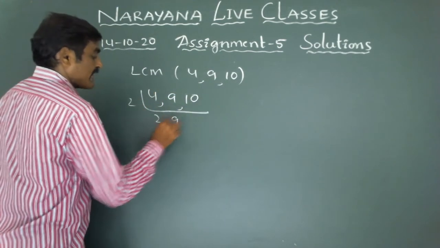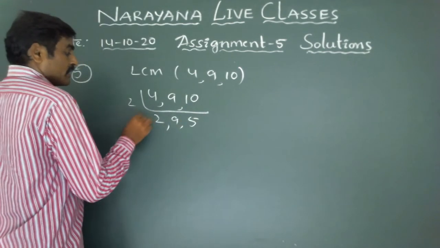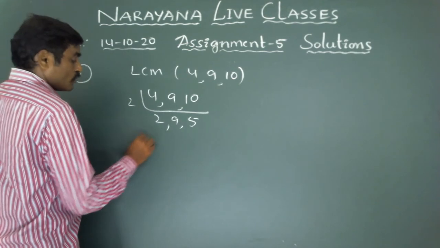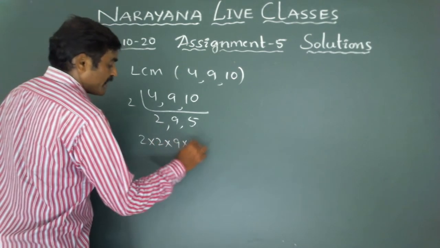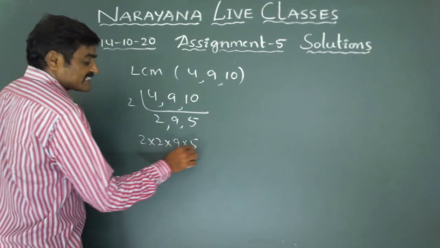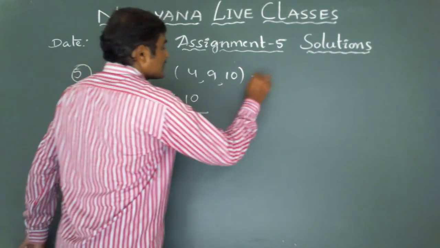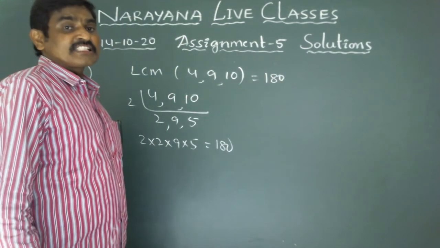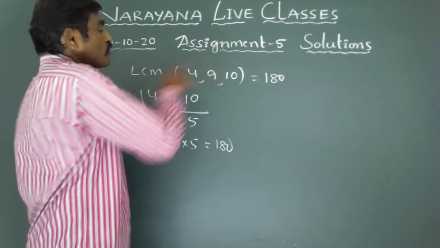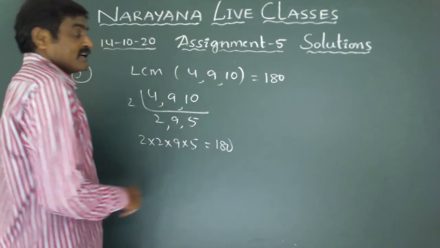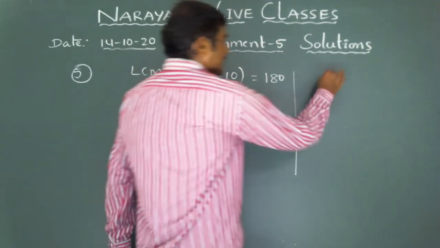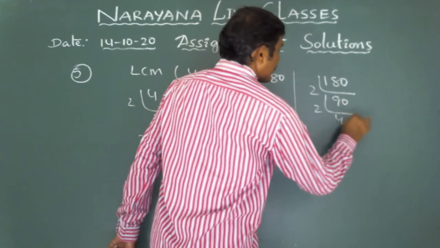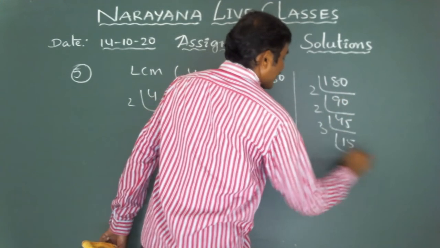2 twos, 9, 2 fives. Now 2, 9, 5 are co-primes. Then the LCM is equal to 2 into 2 into 9 into 5. So 2 twos are 4, 4 nines are 36, 36 fives are 180. So that is 180. Now we need to find the smallest number which is divisible by 4, 9, 10 and is also a perfect square. So let us do the prime factorization of 180: 2, 90; 2, 45; again 3, 15; again 3, 5.